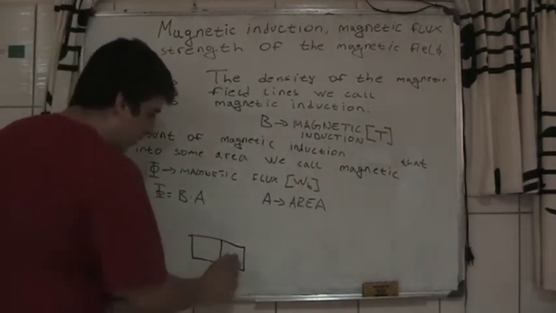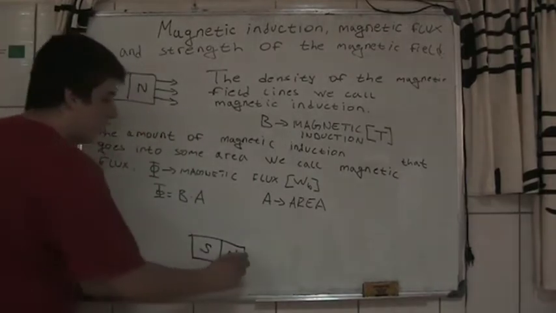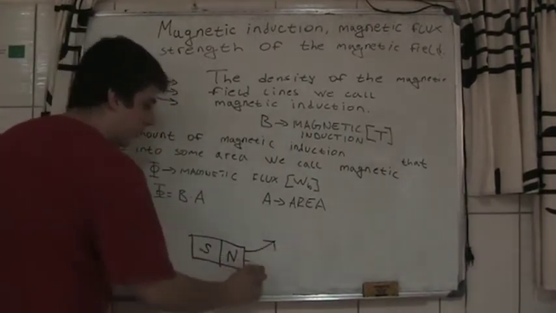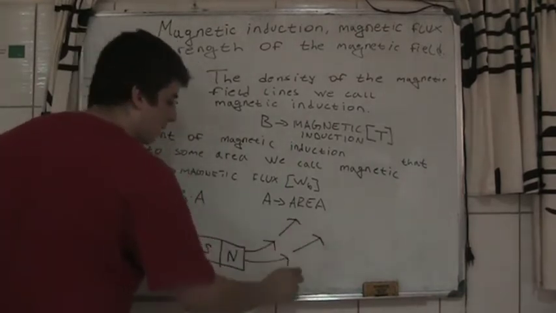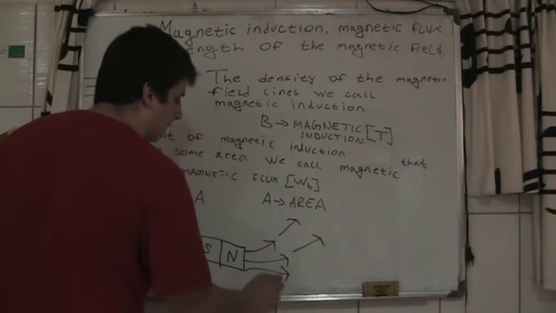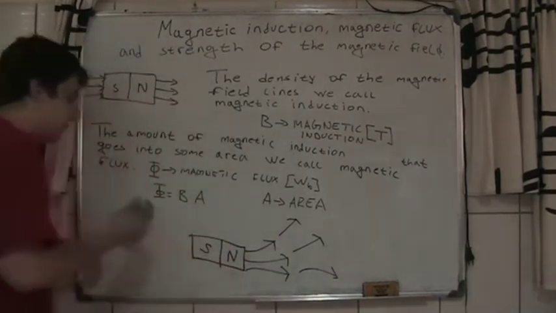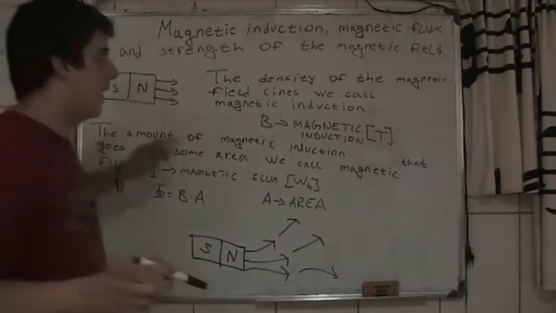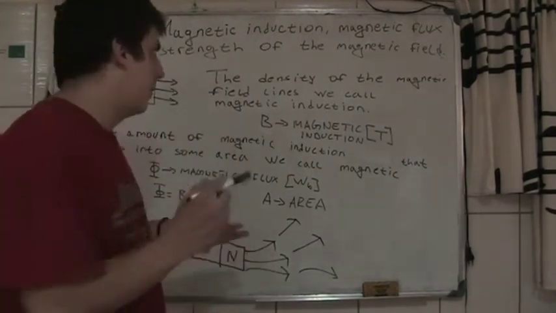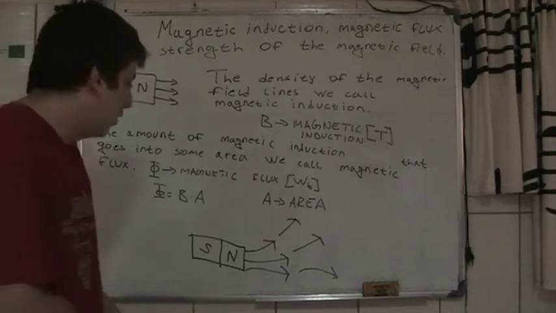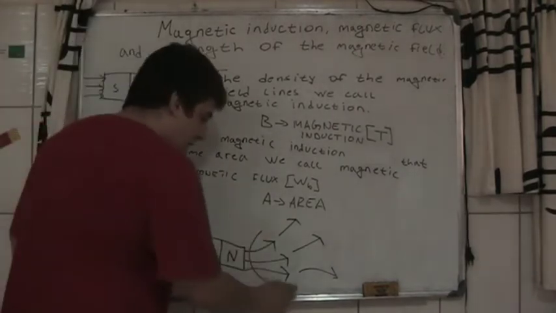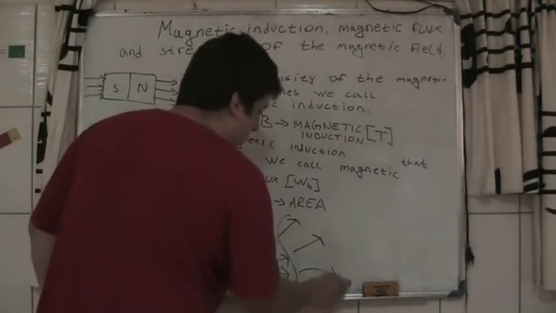So here you have a picture, another magnet. Here is the north and here is the south. So something looks like this. It shows these magnetic lines. Now these magnetic lines, the density of those magnetic field lines we call magnetic induction. So here you can see a magnetic induction here also.